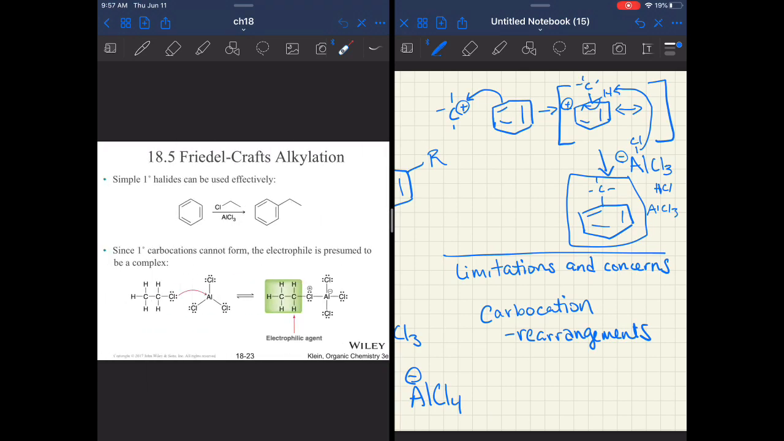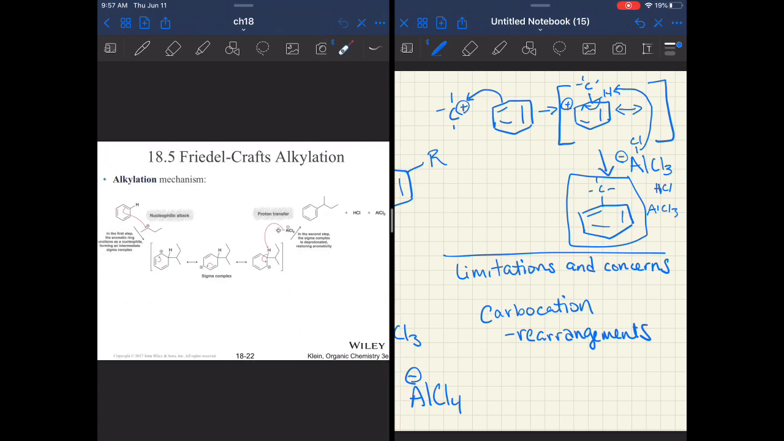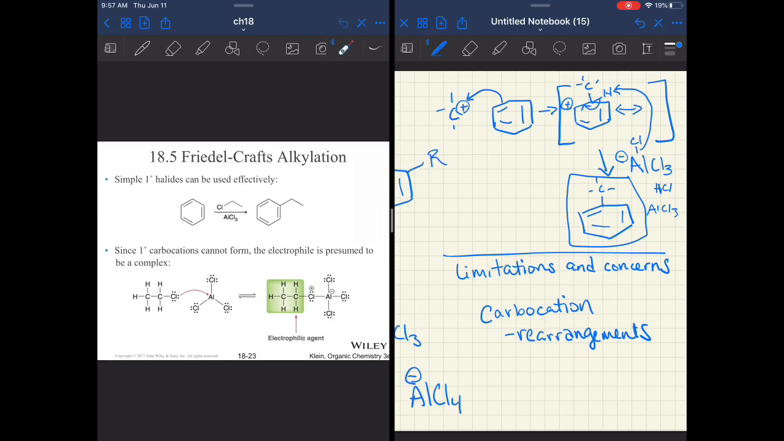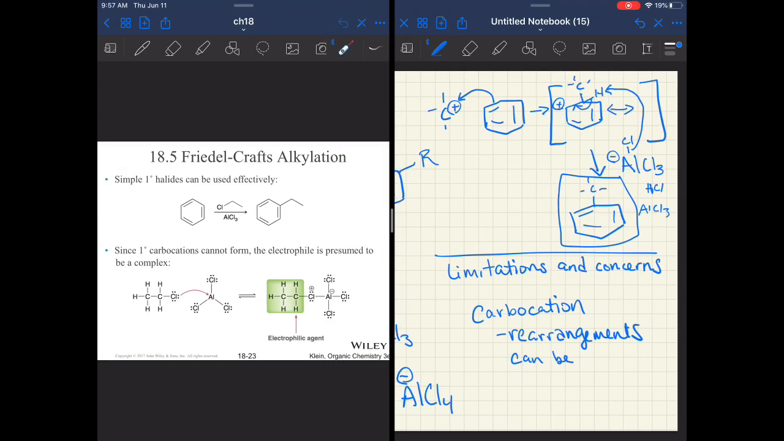Now that's why they started with the example of, let's see here, the 2-chlorobutane, because that's going to give you the more stable carbocation, so you're going to get primarily the product that you are expecting. So rearrangements can be a problem, right? Depending on what you want to make. If you want to put on a methyl or an ethyl or a branched chain, then it's no problem. But if you want to put on a straight chain, that can really be an issue.